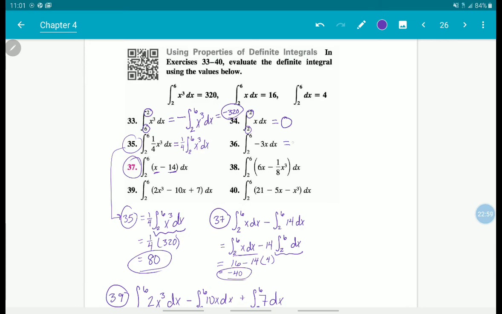36, we could pull that negative 3 out. We know this from 2 to 6 of x dx is 16. And that's going to give us a negative 48.